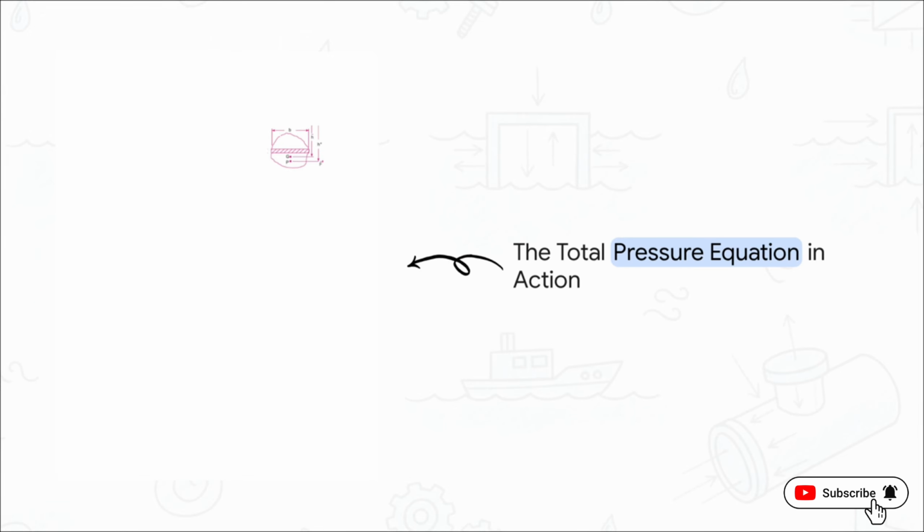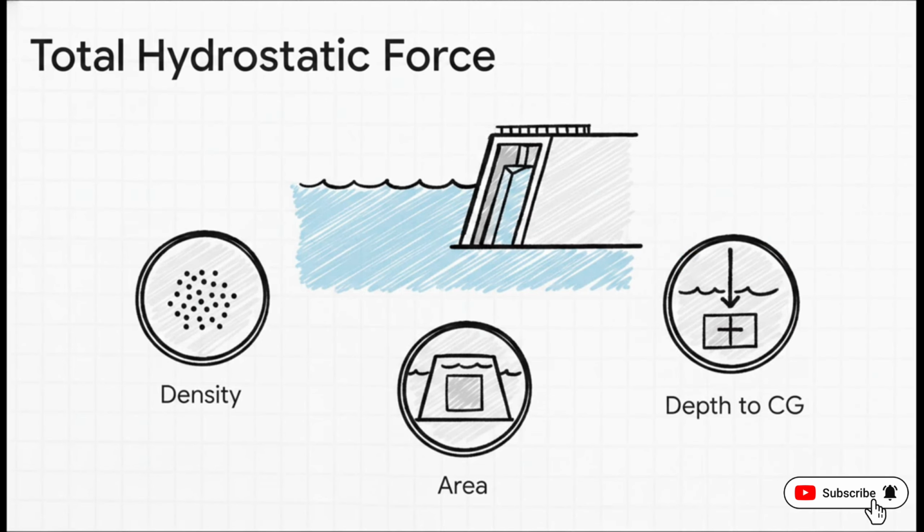The first is G, which stands for the center of gravity of the shape itself. And then we have H bar, which represents the depth of that exact center of gravity straight down from the free surface of the water above. Believe it or not, this remarkably simple setup is the whole key to figuring out the total force crushing against this plane. And here is the elegant little formula that solves it.